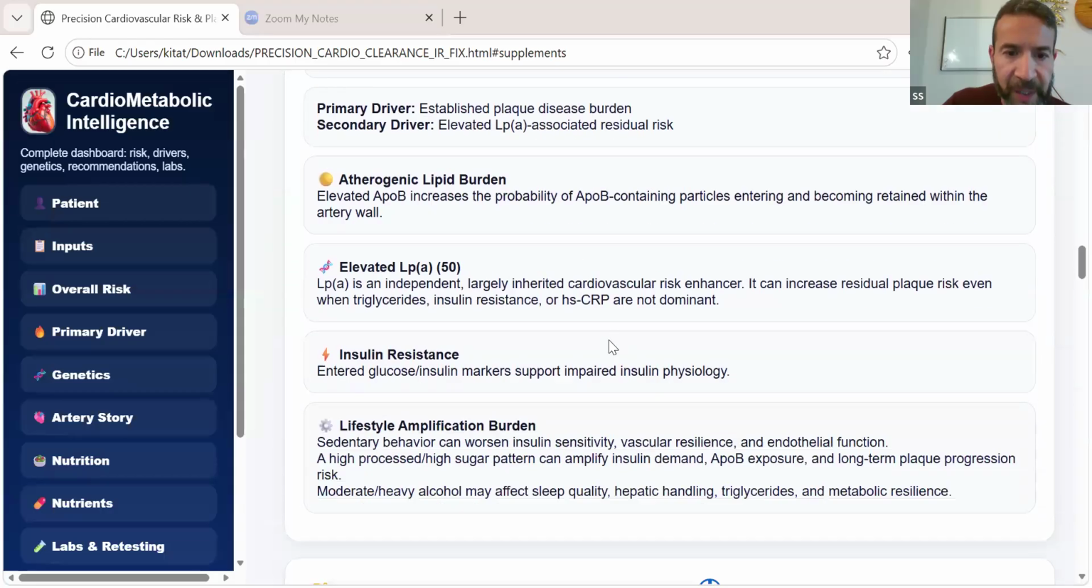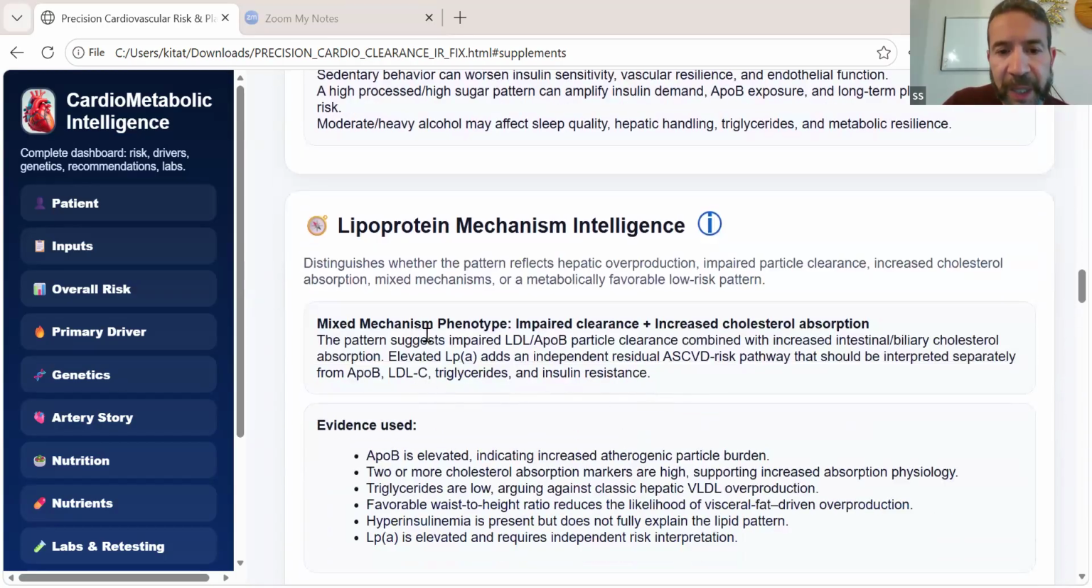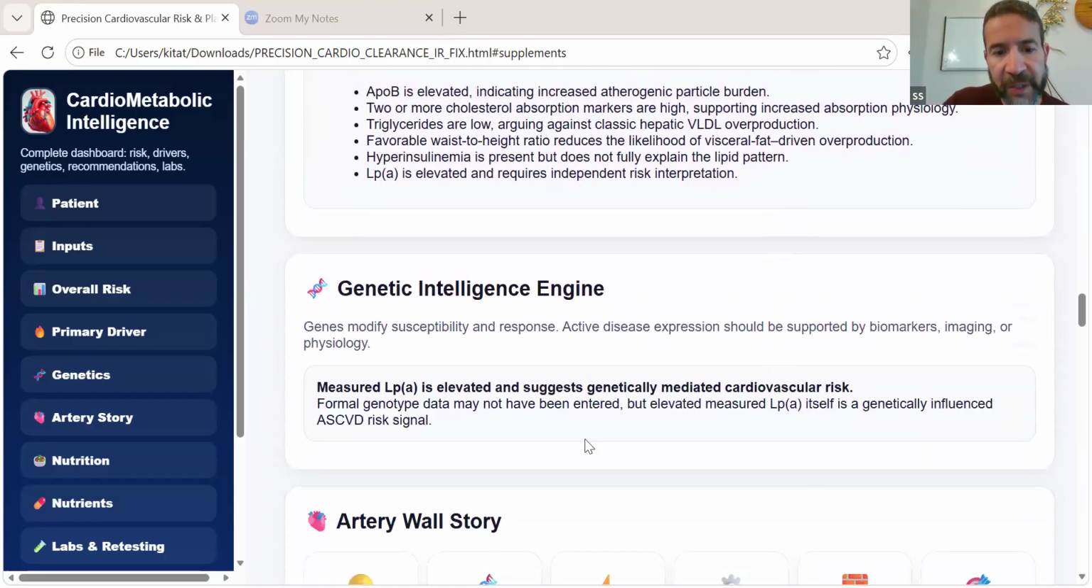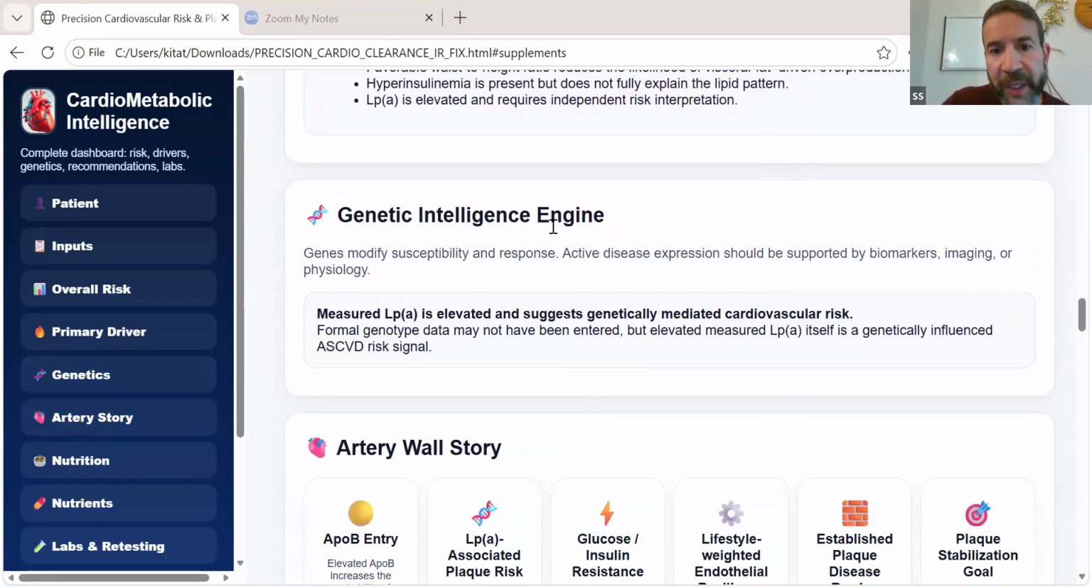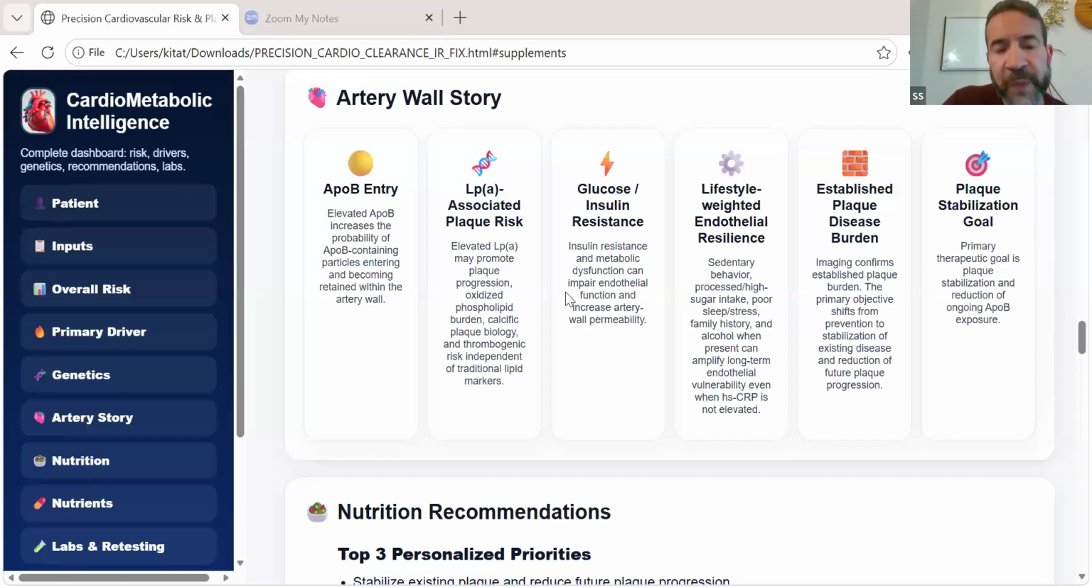That's high risk, okay? So, of course, you have other components like insulin resistance and lifestyle and such. All right, now let's see what the mechanism does. Okay, this is still impaired clearance and impaired cholesterol absorption. All right, and as always, now the genetic component has flagged measured Lp(a) is elevated and suggests genetically mediated cardiovascular risk. Okay, now let's look at the artery wall.